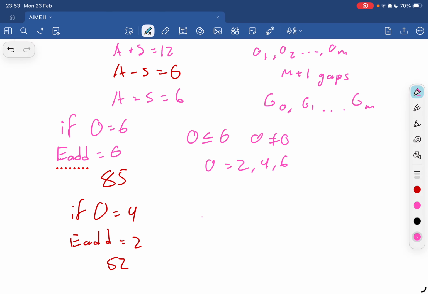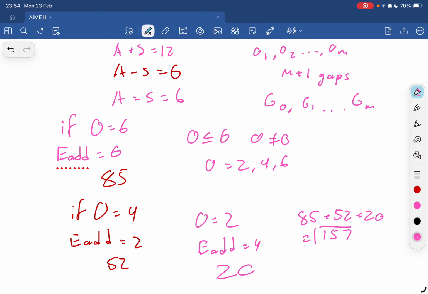Now, for the last case, when O equals 2, E add equals 4. So, once we count the composition of 2 into odd terms, distribute 6 across odd gaps, distribute 4 across even gaps, we arrive at 20. So, in the end, 85 plus 52 plus 20 equals 157, which is the final answer.